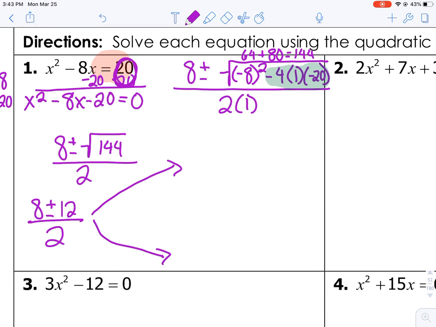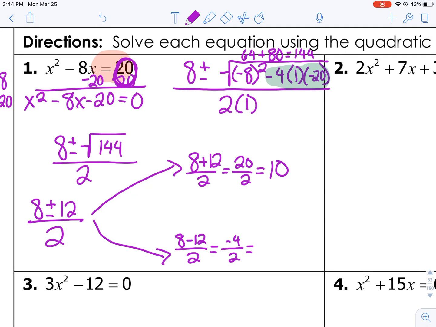So we're going to have two possible answers. 8 plus 12 over 2, and 8 minus 12 over 2. 8 plus 12 is 20. 20 over 2 is 10. 8 minus 12 is negative 4. Negative 4 over 2 is negative 2.